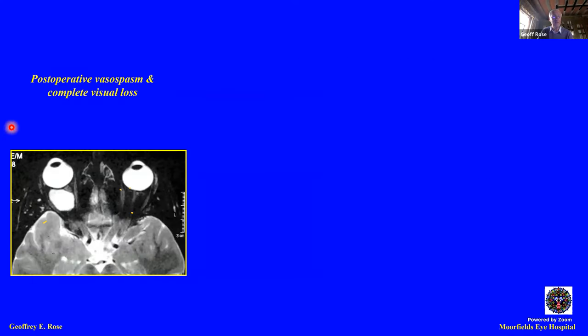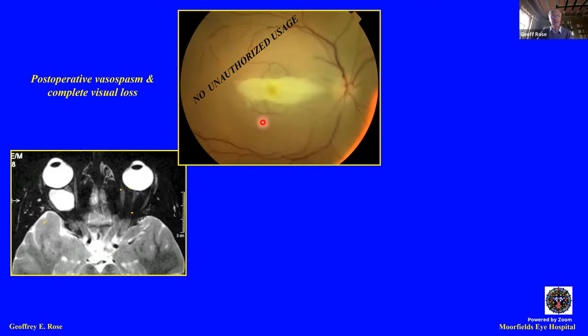Let's show an example here, a perfectly straightforward mid-orbital cavernous hemangioma. And here is the patient the day after surgery. There were no fundus signs at the end of surgery. Here they are on the day after surgery with 3 millimeters ultrasonic thickness, and edema throughout the fundus.